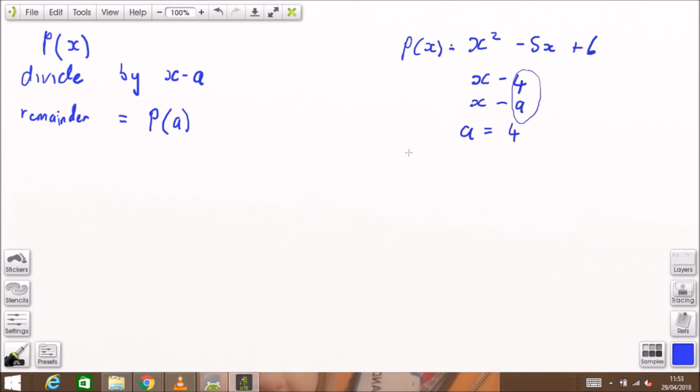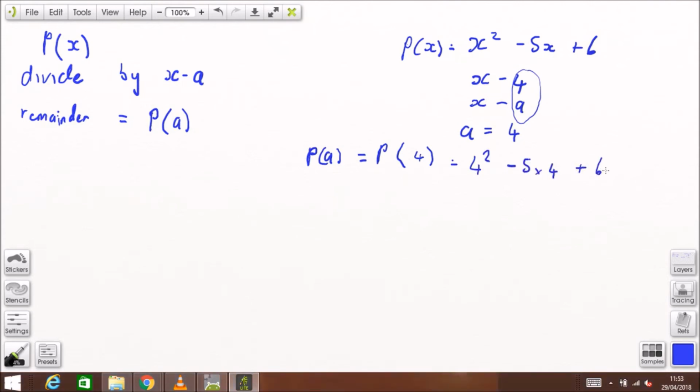So I'm going to write my polynomial again, but everywhere I see an x, I'm going to plug in a value of 4. So it's going to be 4 squared minus 5 times 4 plus 6. And that's going to give us 16 minus 20 plus 6. That's going to give us 2, which is what we got in the last one, using long division.